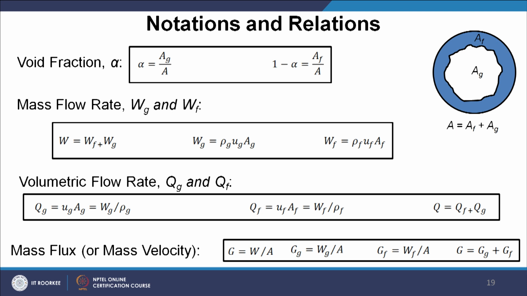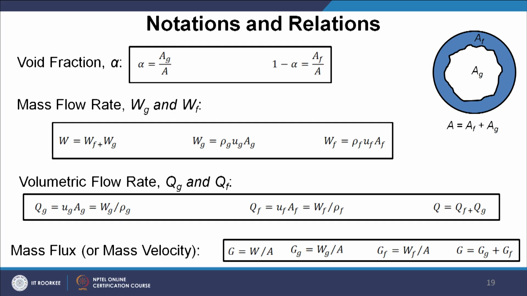Now, if you club these two equations, you will find that Ug into Ag from here can be written as Wg by rho g. So, we can write Qg equals Wg by rho g. Right. In a similar fashion, we can write Qf equals Uf into Af, the volumetric flow rate for your liquid, and Uf into Af equals Wf by rho f from this equation. So, you can find Qf turns out to be Wf by rho f. By adding these two, the total volumetric flow rate Q equals Qf plus Qg, right.